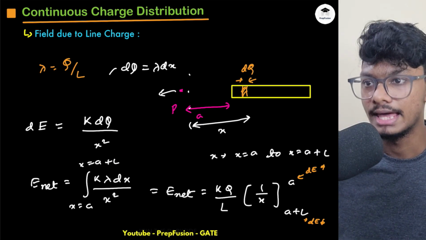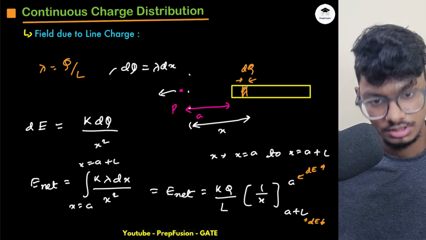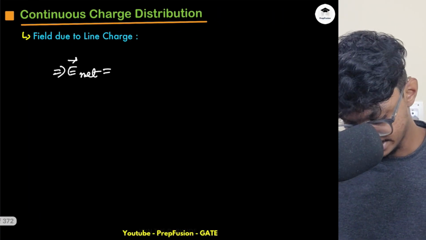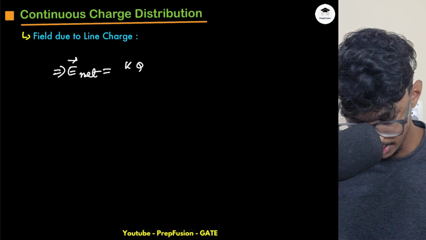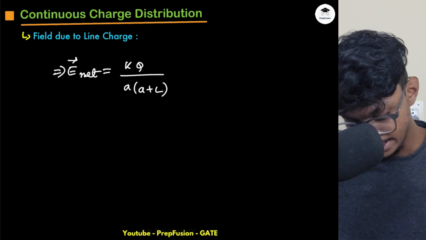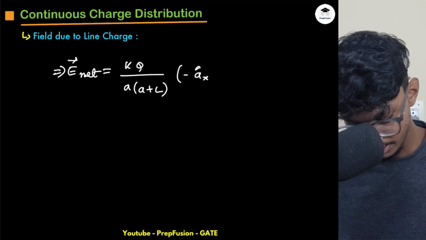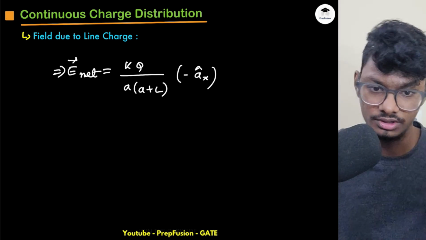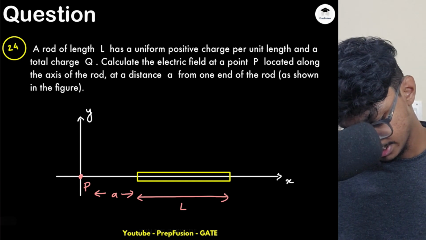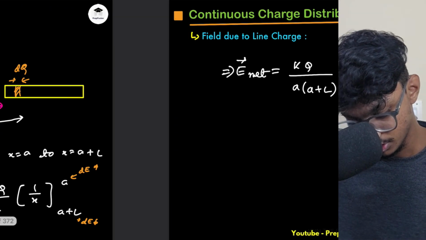So it will be l by a into a plus l, right? Yeah, l by a into a plus l, and the l will get cancelled. So this will simply come out to be kq by a into a plus l. And in what direction? In the negative x direction. So this will be your answer, because they have provided it in terms of a and l. So we'll write this electric field only. So this will be the answer, right?